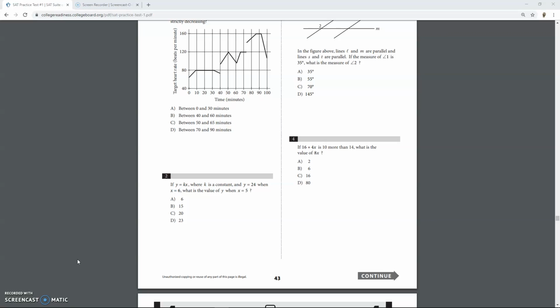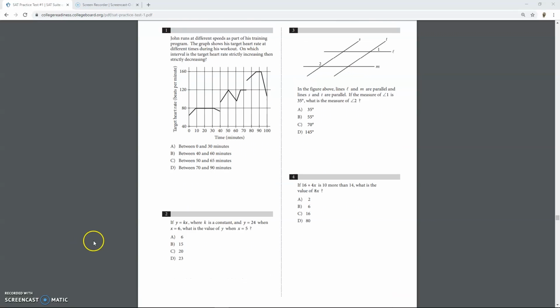And we know that y equals kx. It means y and x have the same ratio. And we get that k equals 4 from y equals 24 and x equals 6. And so when we put x equals 5 in, as we know that k equals 4, we get the answer of 20. So the answer is C.